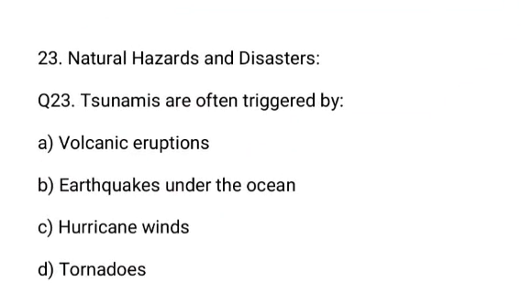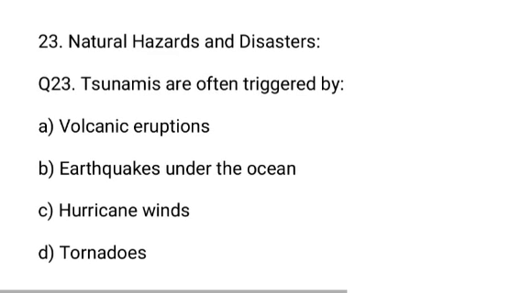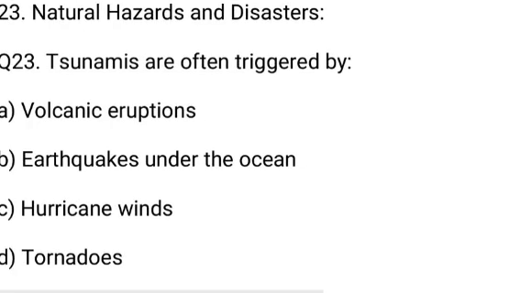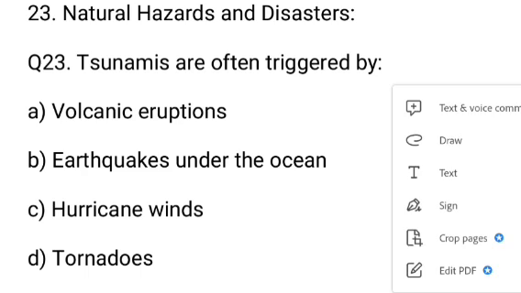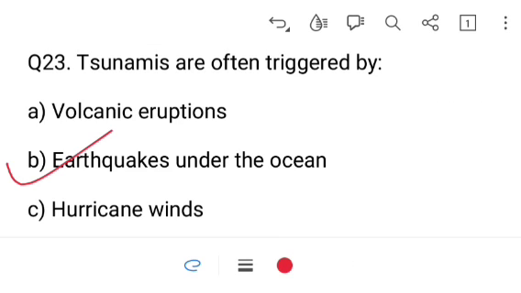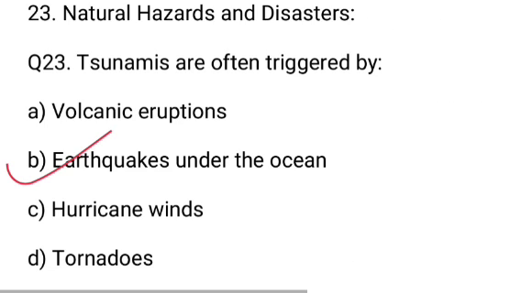Natural hazards and disasters, this is the topic. Question: tsunamis are often triggered by what? Volcanic eruptions, earthquakes under the ocean, hurricane winds, tornadoes. So it will be earthquakes under the ocean. Okay, a tsunami is the ramification of an earthquake under the ocean.